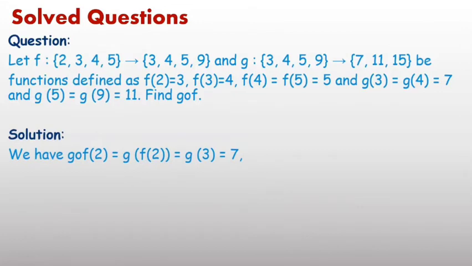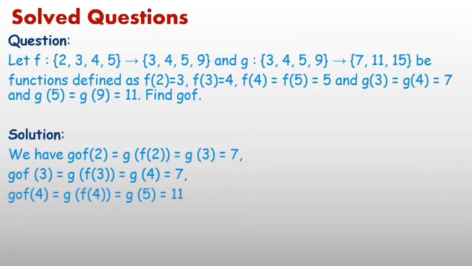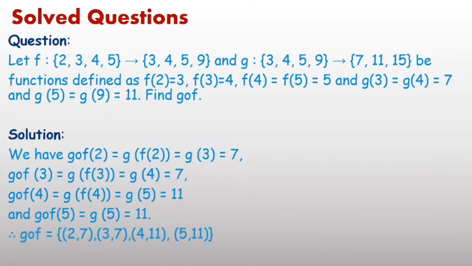gof(2) means g of f(2), and the value of f(2) is given as 3. So g(3), and the value of g(3) is 7. Similarly, for composition of function, gof(3), gof(4) and gof(5) you can find, and after that you can write the function gof from A to C as a collection of ordered pairs in which the first elements belong to set A, means 2, 3, 4 and 5.